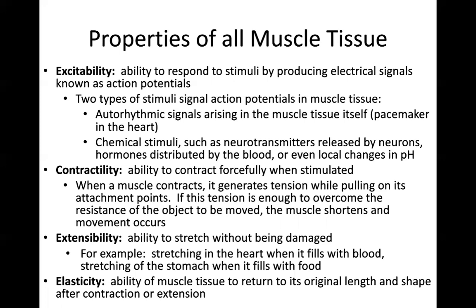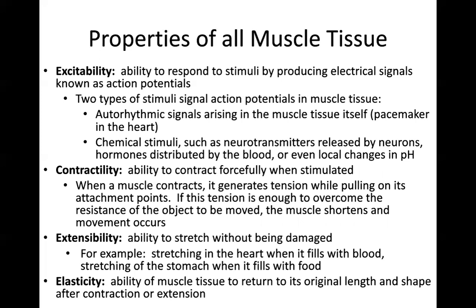Okay. Two types of stimuli signal action potentials in muscle tissues. I was just talking about the pacemaker of the heart, how it creates its own signal. We call that autorhythmicity. Whereas what we'll talk about more so in this lecture is how chemicals can stimulate an action potential in muscle fibers, like neurotransmitters. We'll talk a lot about acetylcholine actually in this lecture. Other chemicals could be hormones distributed by the blood or even local changes in pH.